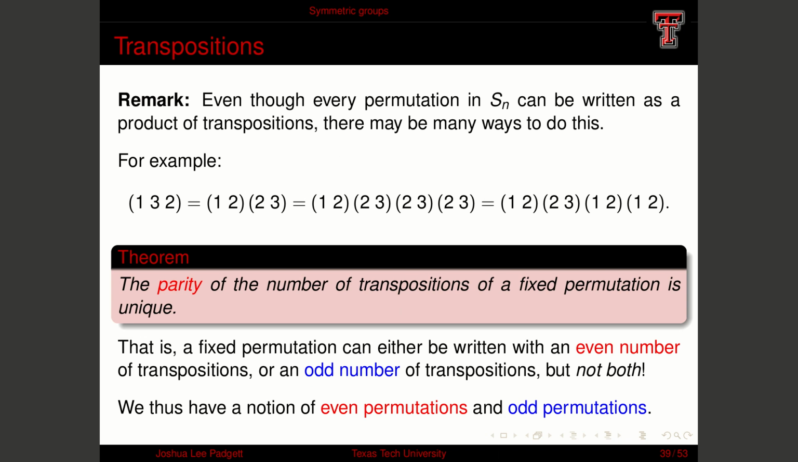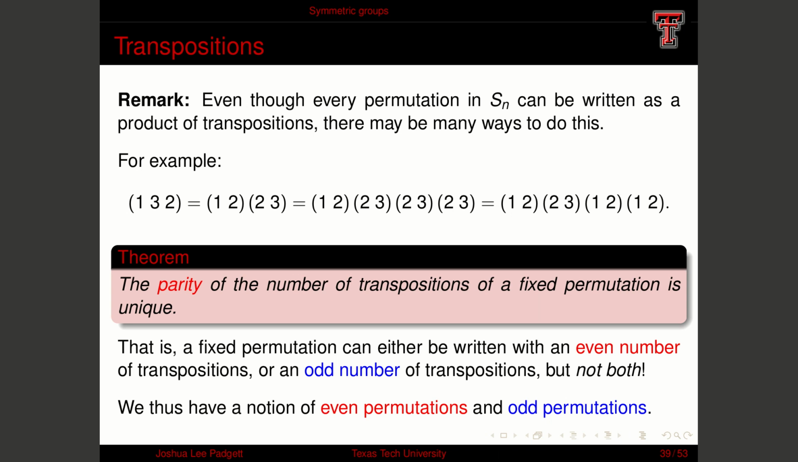Even though we can do this, there could be lots of ways of doing it. What do I mean? This can be written as this, can be written as this, can be written as this. Now, even though there are a ton of ways of doing it, the parity of the number of transpositions for a permutation is fixed.